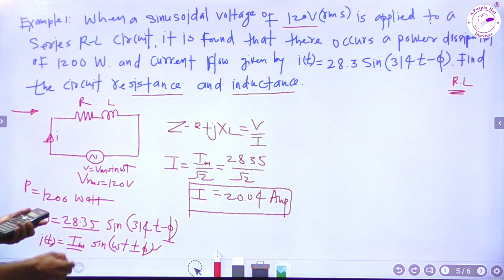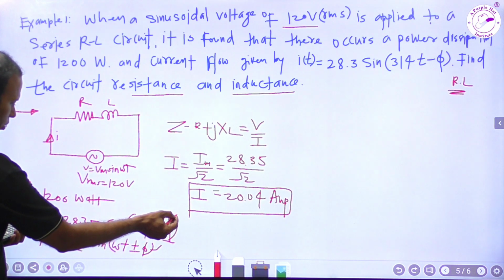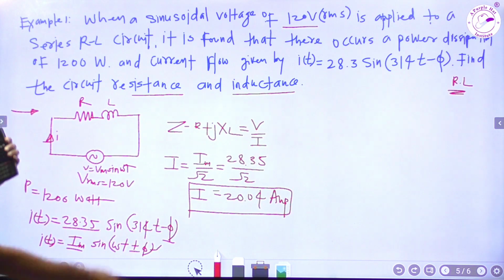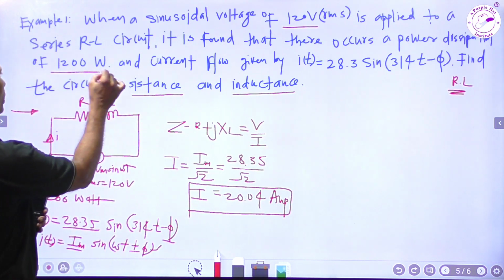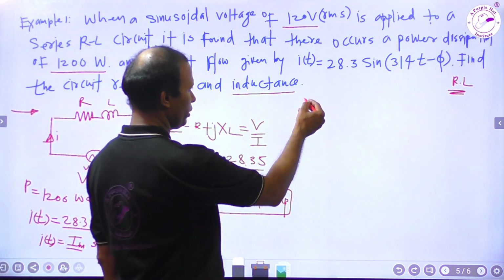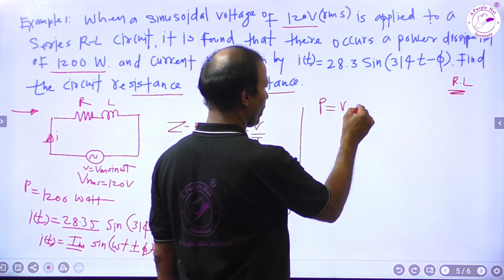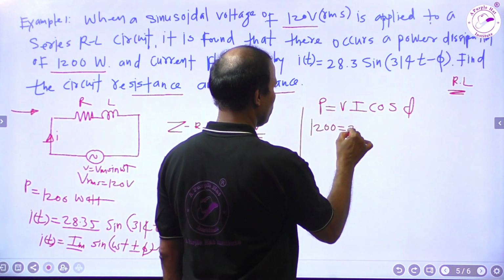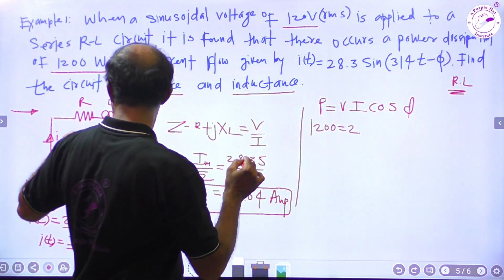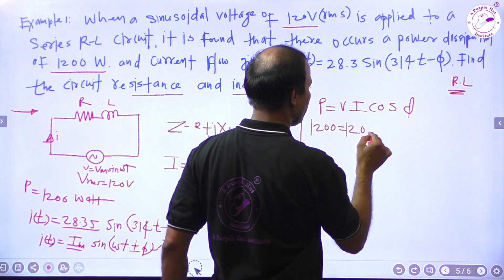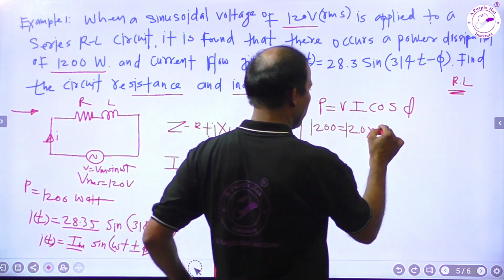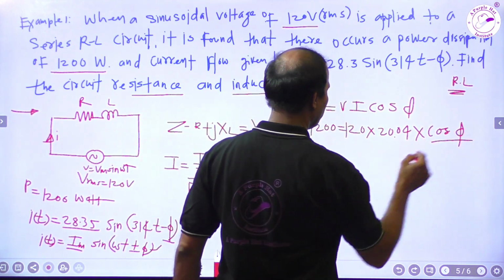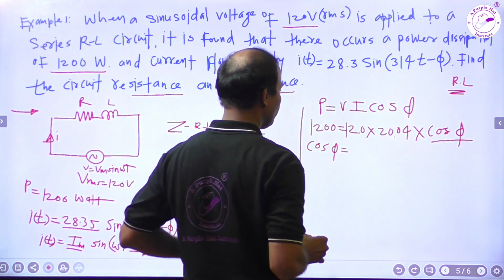Now we have current, we have voltage. Here phi is not known. The circuit is inductive but phi is not known. But we can simply calculate, power dissipation is known. Power dissipation is 1200 watt. So this way it is possible to find out. P is equal to VI cos phi, with power 1200, voltage 120, current 20.04 into cos phi. Now cos phi is the only unknown.